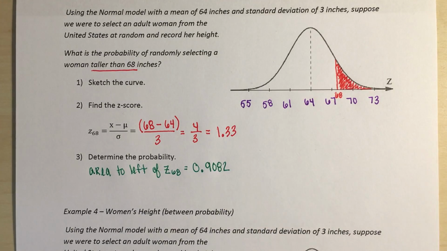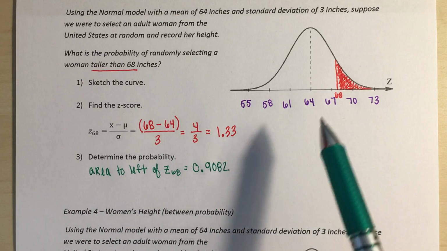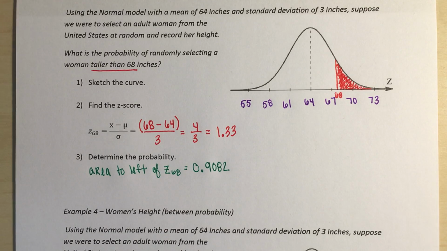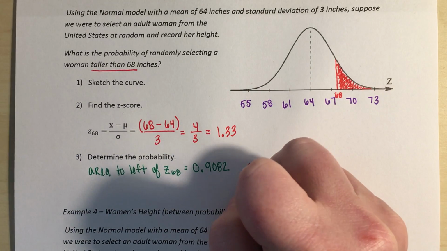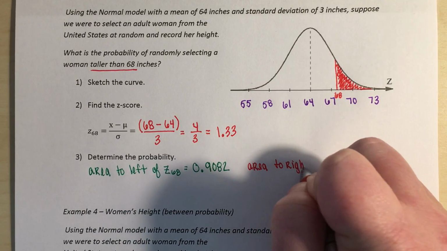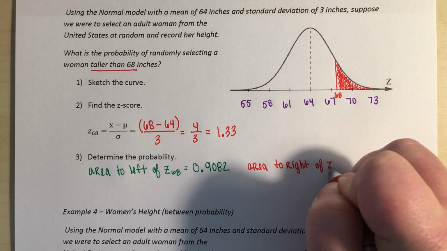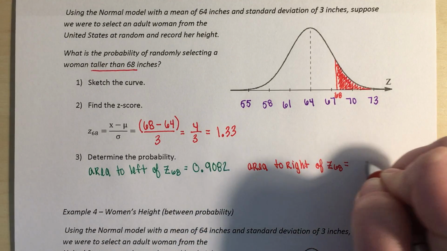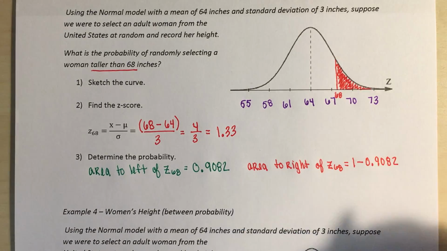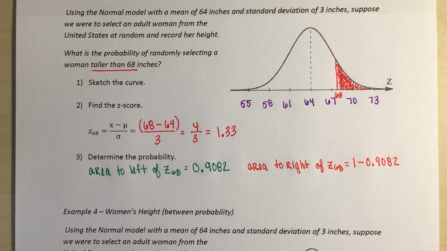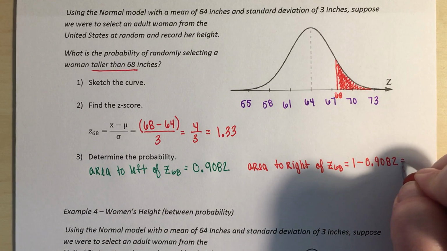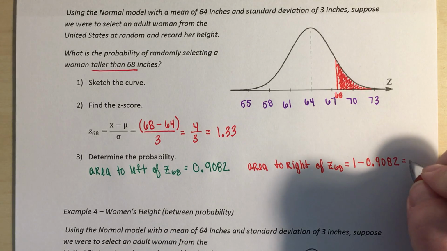Total, this gives us 100%. So if we don't want this piece over here, we can find its complement to find that area to the right. So our area to the right of our z, we're going to find the complement of our area to the left. When we find a complement, remember we subtract something from 1. So 1 minus 0.9082 gives us 0.0918.